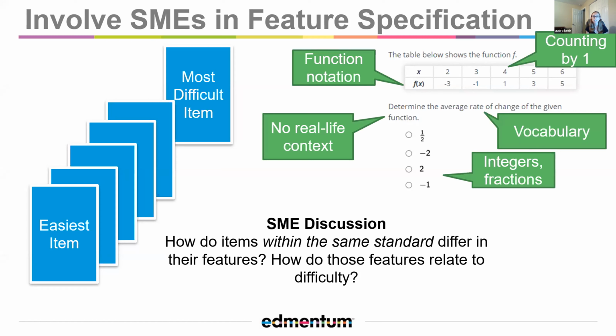There's no real life context here. It's a purely mathematical context. There's some vocabulary such as average rate of change, and then also considering the types of numbers. So integers, but including negative values, and there is a fraction distractor. So having these types of discussions helps SMEs identify what features they should account for when they're writing their item models, whether you are intentionally wanting to vary a feature or hold it constant, and it can help create consistency and more precise predicted difficulties.